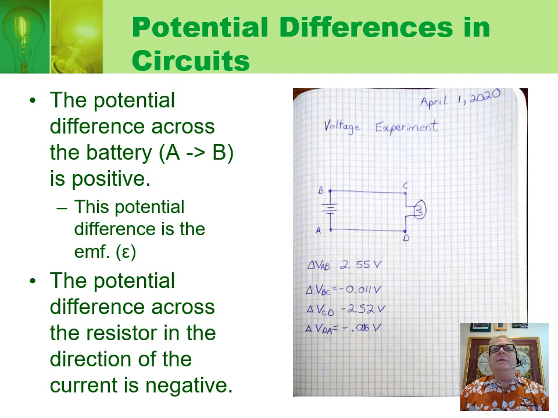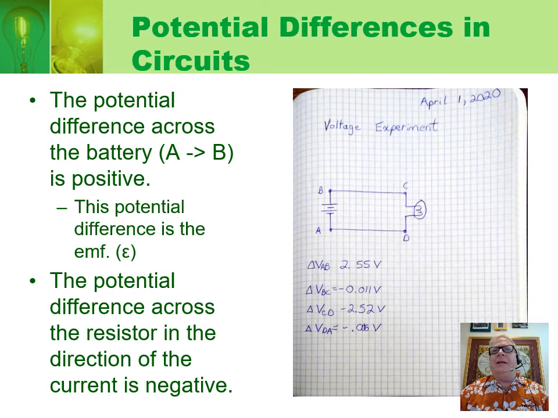So here are the results of our experiment, written up in my lab notebook, the way I expect you to write things up. A couple of things to point out. When you are going across the battery from the negative side to the positive side, the potential difference is positive. The charges at the positive side of the battery, you've collected positive charge up there, and so they have a positive potential compared to the other side of the battery.